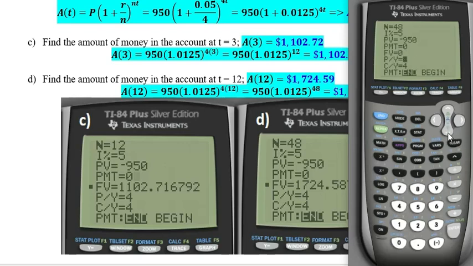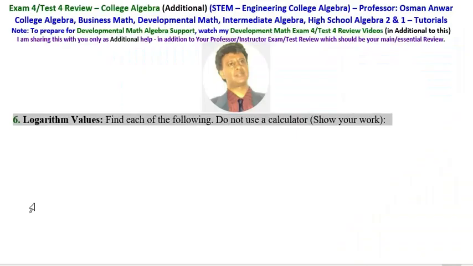P over Y is 4, C over Y is 4. PMT, we don't care, that's for annuity. Then you do alpha solve. Then you get $1,724.59.